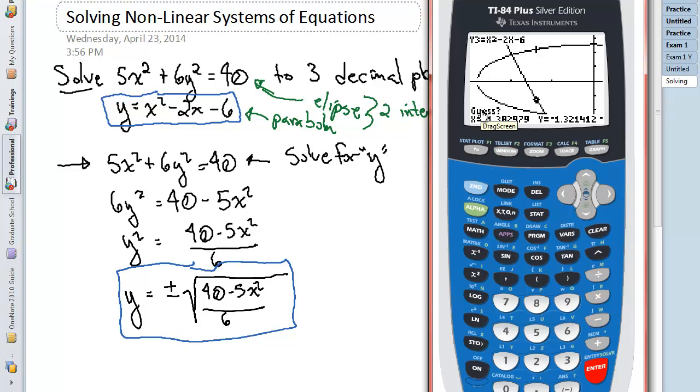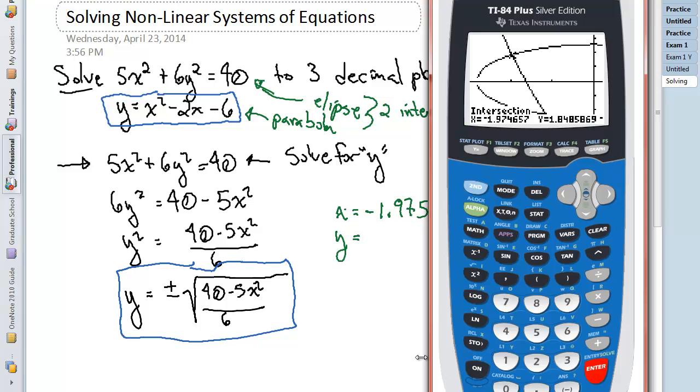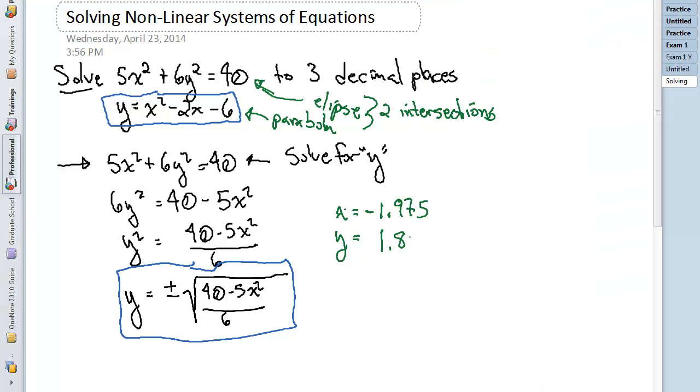And then the guess. When I have two intersections, I always like to scroll over and get that arrow close to the intersection that I'm concerned about. And I hit enter. And so now I see the intersection is at negative 1.975 to 3 decimal places. So I come over here and I go x is equal to negative 1.975, and y is going to be equal to 1.849. And this is my first intersection.